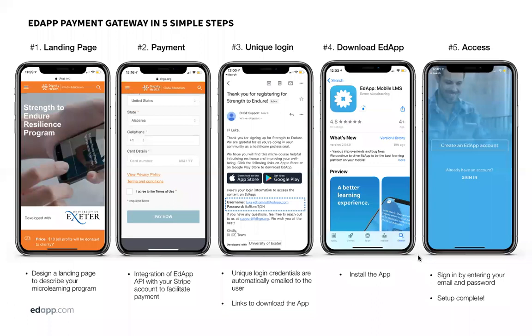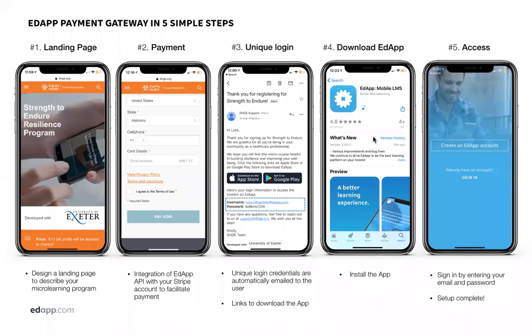The third step there after payment is taken and successful is the function where EdApp will deliver an email with the username in the form of an email and a temporary password for the learner to log in and access the courseware. The fourth step there is to download the platform. You can see within the email a few embedded links to access the iOS and Android apps.